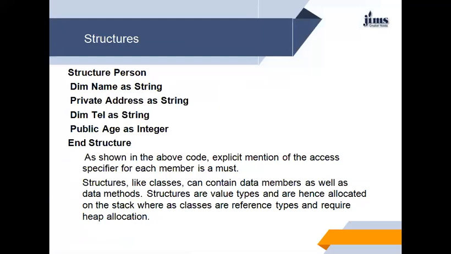Structures, like classes, can contain data members as well as methods. Structures are value types and are hence allocated on the stack, whereas classes are reference types and require heap allocation. So this is an important point. You should remember that structures are value types and are hence allocated on the stack, whereas classes are reference types and require heap allocation. Structures are stored on the stack, classes are stored on the heap.